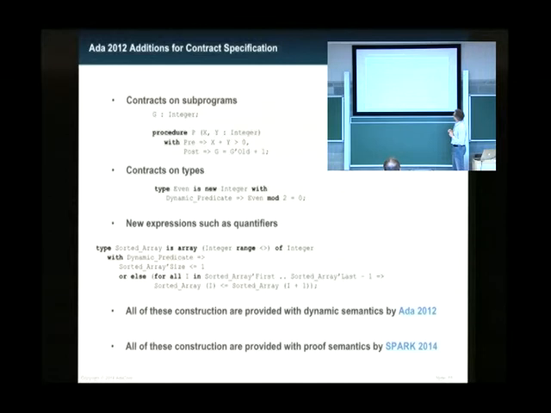So here is the kind of things that we reuse within the new Spark 2014 language. That come from the Ada 2012 language, which is the contracts of both subprograms and types. And there is a new kind of expression that is very handy for writing these contracts, which is this kind of quantifiers, because you can, for example, ensure properties in all elements of an array or a set or in some, so it's very flexible.